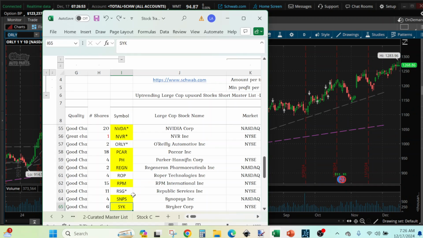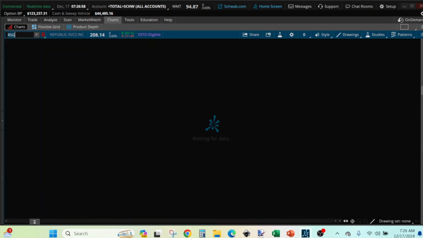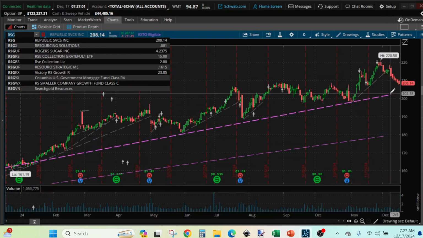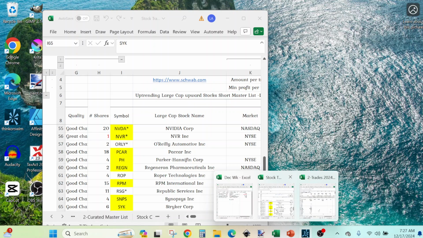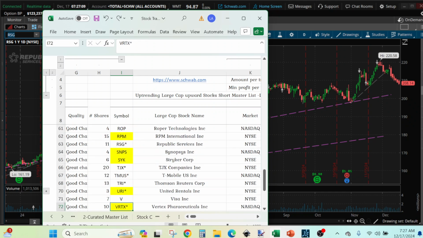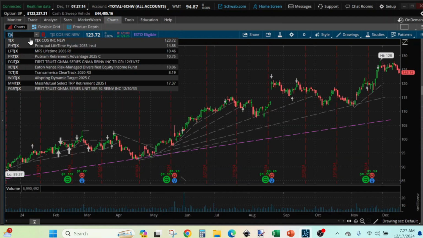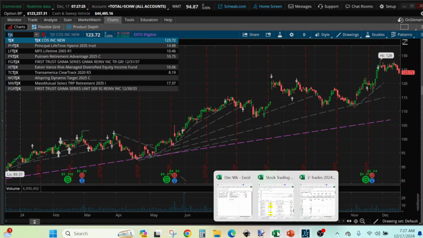The next one will be RSG. RSG, we like to buy at that line, it is pulling back to it. So the next one is TJX. The stocks on the watch list that are not highlighted in yellow are the ones we do not have in our portfolio. The ones highlighted in yellow are the ones we already purchased. So we like to buy at that line.